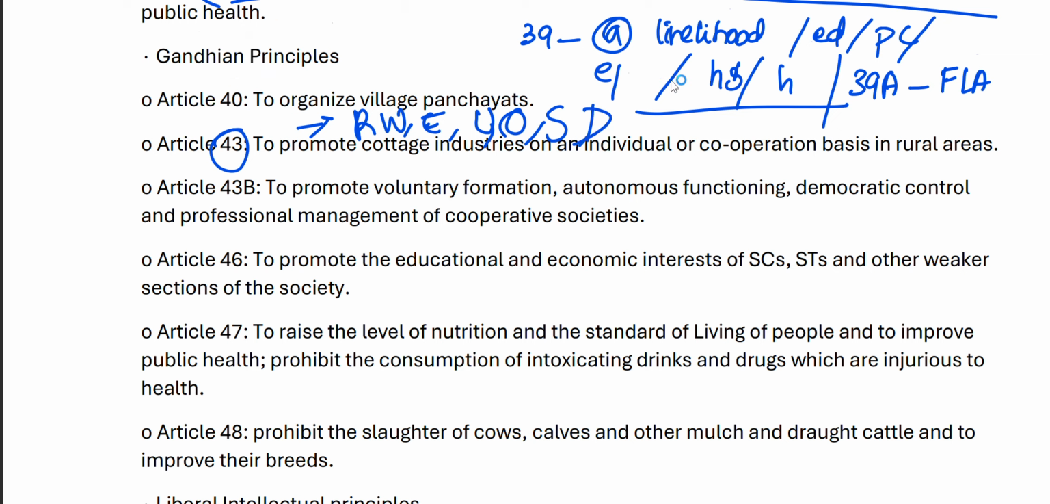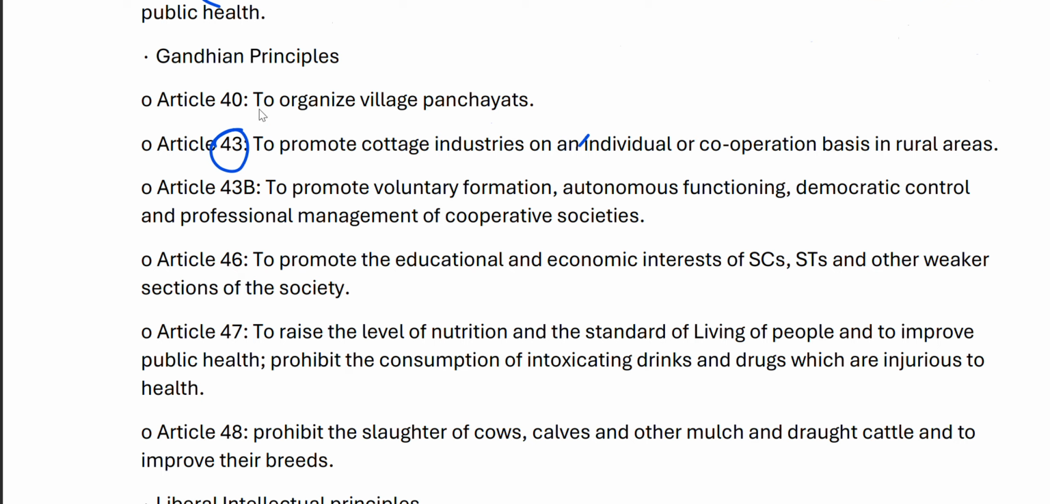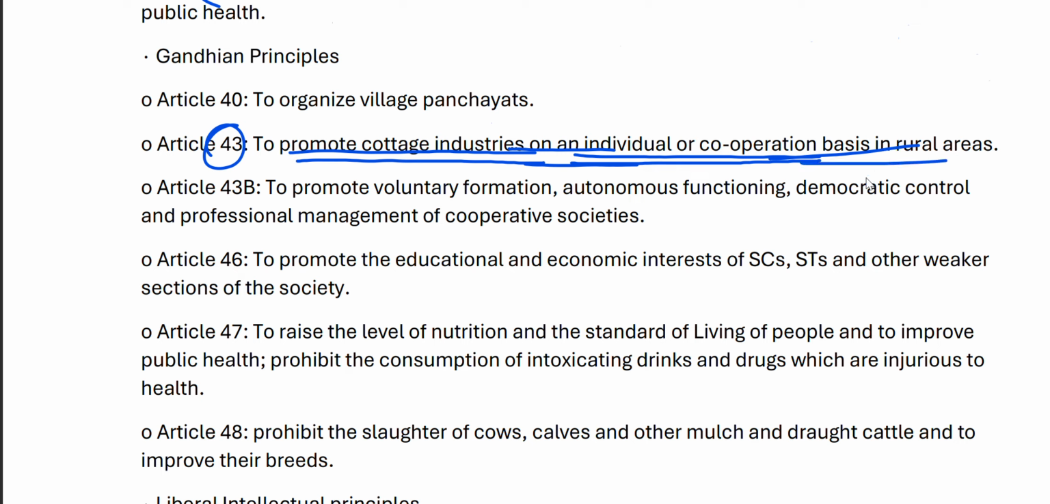Now, 40 is completed. 40 is related to the organization of village panchayats. When we are organizing village panchayats, that is when 40 is used. Now, what is 43? Cottage industries on an individual or cooperative basis, to promote the cottage industries in rural areas.